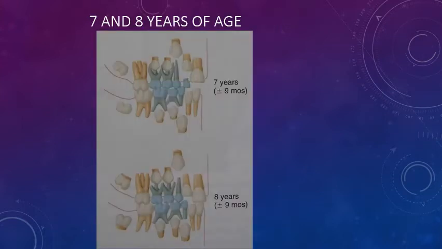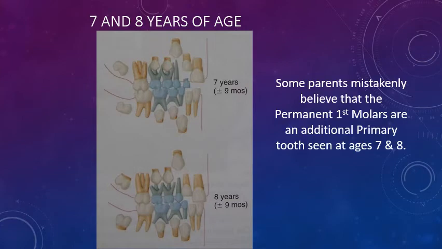So now we'll be looking at some pictures from Schour and Massler's atlas of age determination. This is how it actually looks like in a 7 or 8-year-old child. As you can see, we have the permanent first molar that has erupted into the oral cavity, and they are in occlusion. Some parents mistakenly believe that the permanent first molars are deciduous teeth because they are erupting posterior to the second molar. It is a mixed dentition, but since they cannot discern the permanent teeth from the primary teeth, they believe that it is a milky tooth or a deciduous tooth.